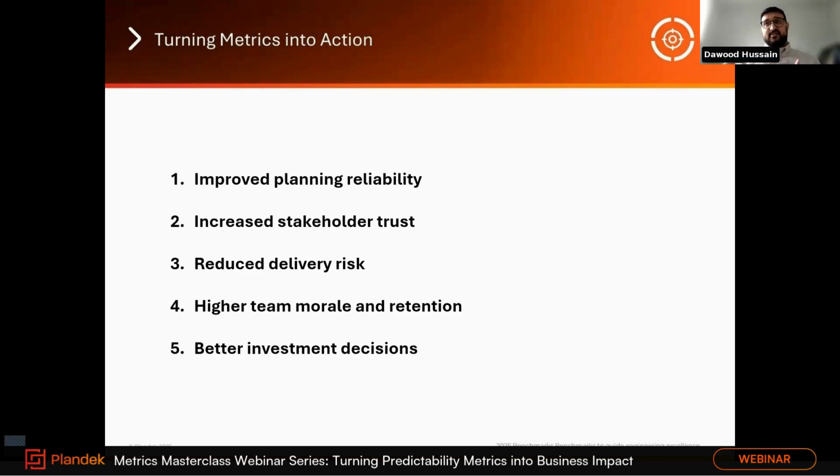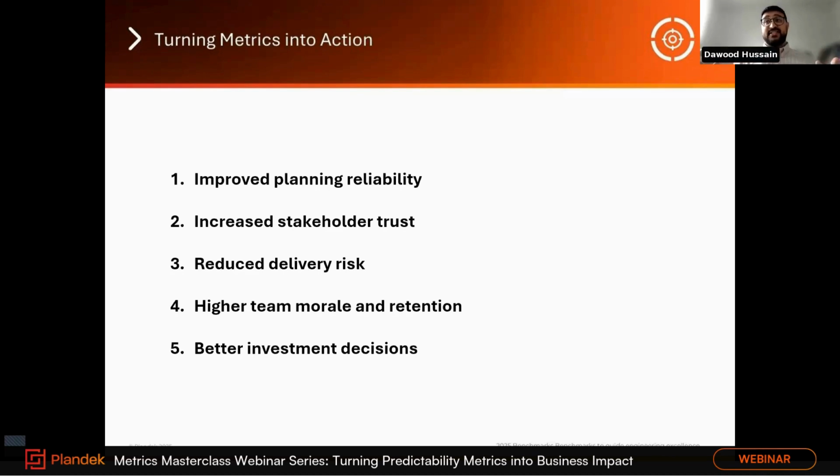And so the third is reduced delivery risk. We've seen with Smart View Sprints, by highlighting early warning signs, but also having a look at some of the metrics and seeing, is there constant scope creep? Is there volatile sprint capacity? These metrics allow you to intervene before problems escalate.